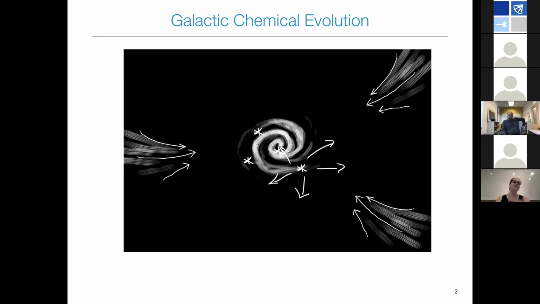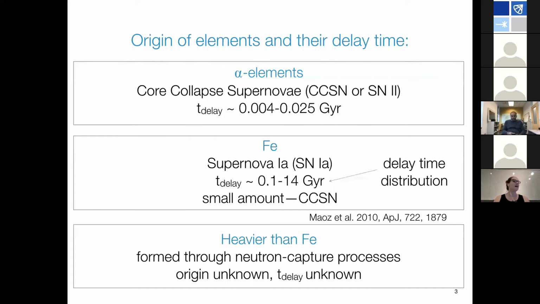You can't watch all of these different processes happen in real time, so I use galactic archaeology to see this. Galactic archaeology utilizes the fact that long-lived stars adopt the chemical composition of when they were born to look back through time and see how this evolution occurred. To do this, I trace a variety of elements. Specifically, I trace alpha elements, which are created through core collapse supernovae. Alpha elements have a very short delay time. By delay time, I simply mean the time between a star being born and a star ejecting enriched material into the ISM. Then we have iron.